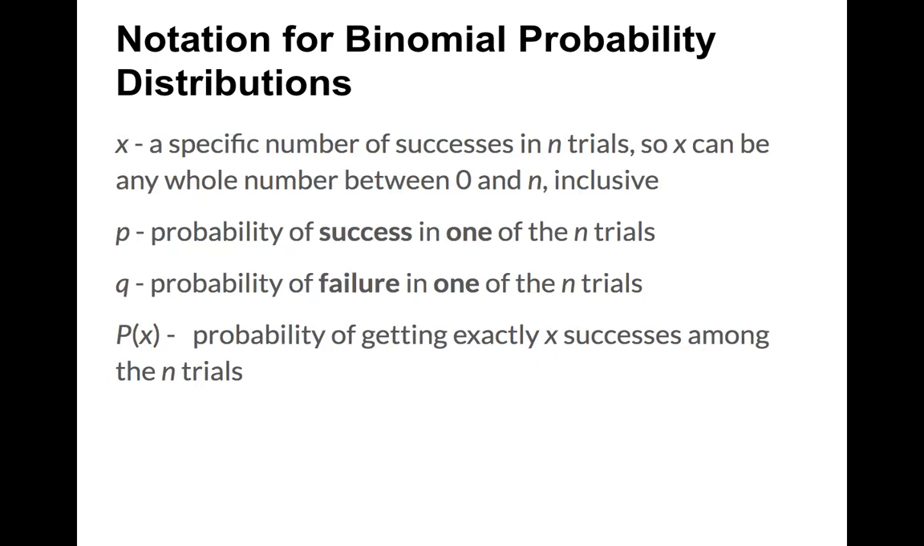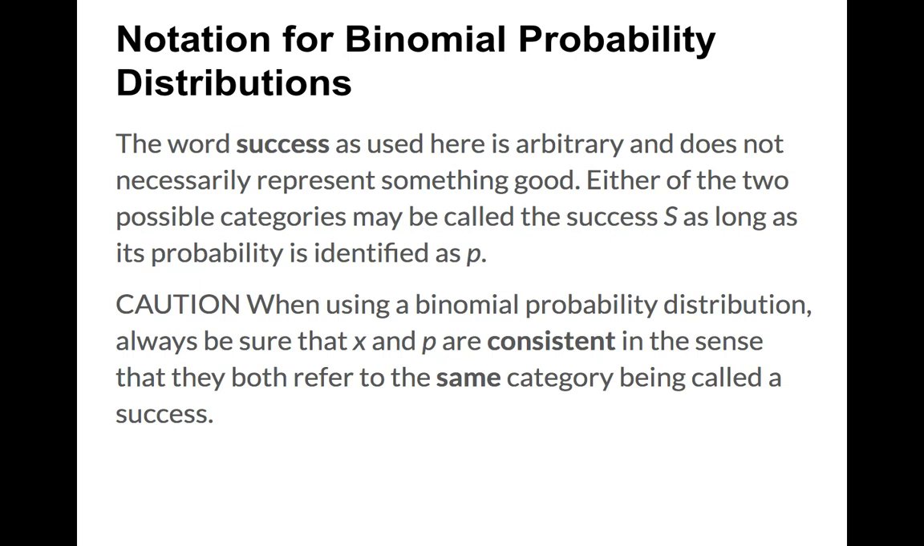So P, probability of success in one trial. Q, probability of failure in one trial. P of x is the probability of getting exactly x successes among the n trials. And we'll deal with some problems that kind of change that as we go.